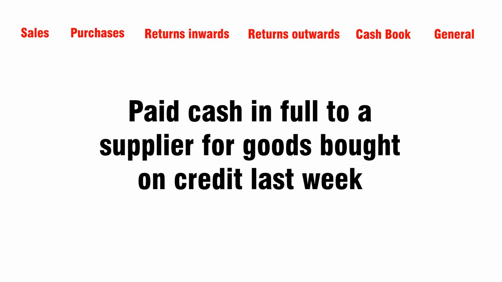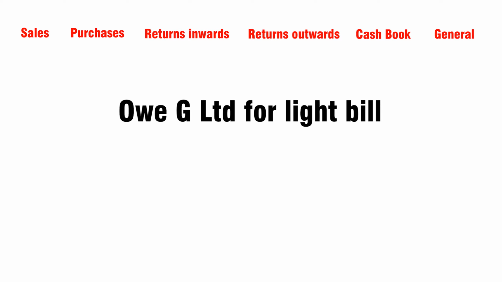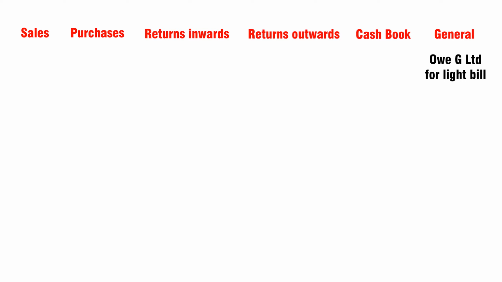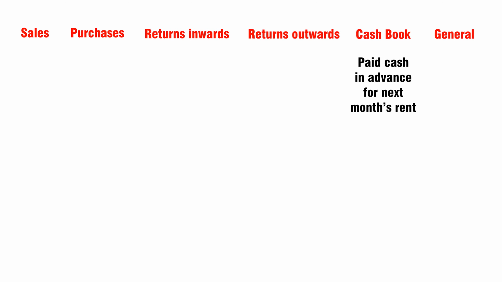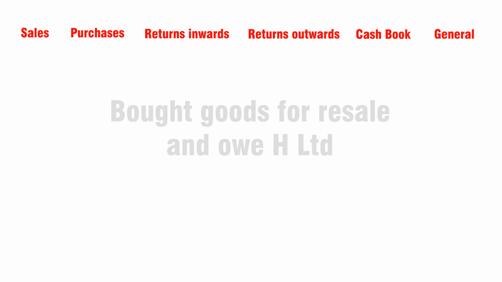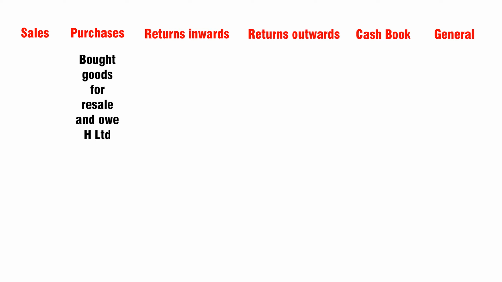Paid cash in full to a supplier for goods bought on credit last week. Cash book. OG Limited for light bill. General journal. Paid cash in advance for next month's rent. Cash book. Bought goods for resale and OH Limited. Purchases journal.